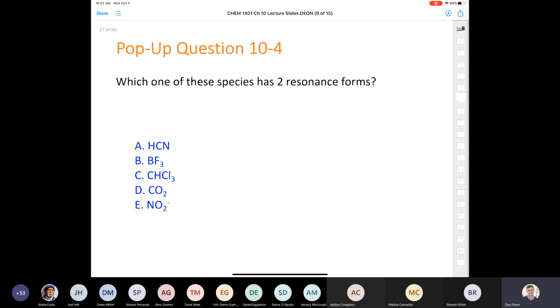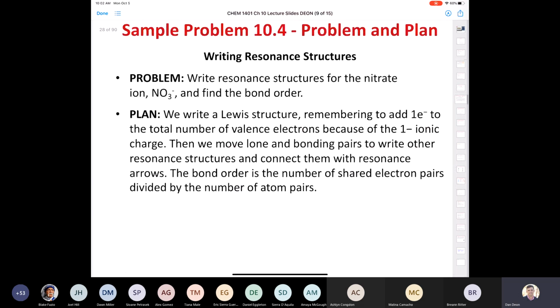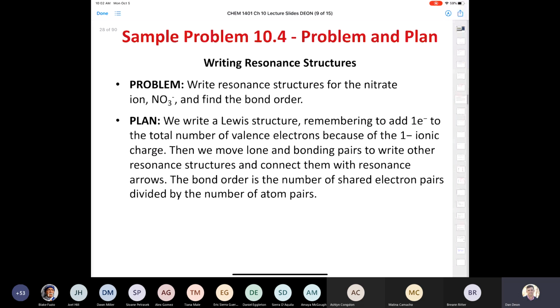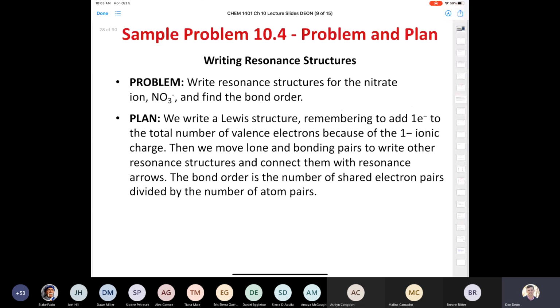Okay. A long question here. Let's start with this question first, and then we'll back up. Okay, let's try this question, and then we'll come back to pop-up question 10.4. I think this question is lower in order of magnitude of difficulty. What does it say here? Write resonance structures for the nitrate ion and find the bond order.